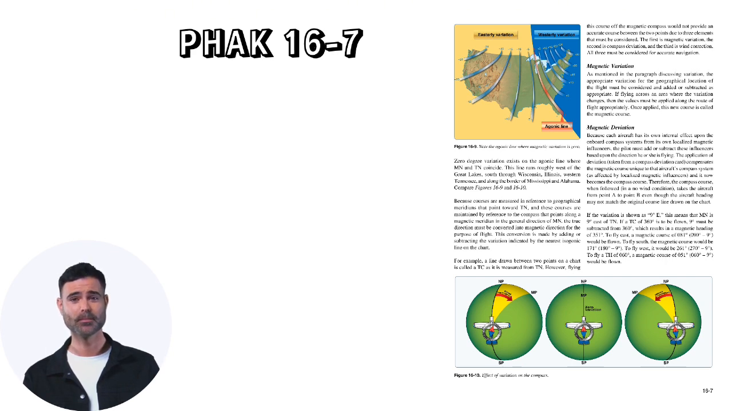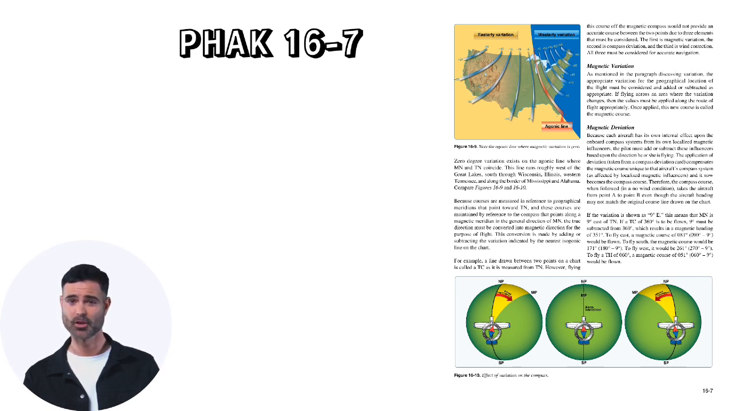Magnetic deviation. Because each aircraft has its own internal effect upon the onboard compass systems from its own localized magnetic influencers, the pilot must add or subtract these influencers based upon the direction he or she is flying. The application of deviation taken from a compass deviation card compensates the magnetic course unique to that aircraft's compass system as affected by localized magnetic influencers, and it now becomes the compass course. Therefore, the compass course, when followed in a no-wind condition, takes the aircraft from point A to point B, even though the aircraft heading may not match the original course line drawn on the chart.